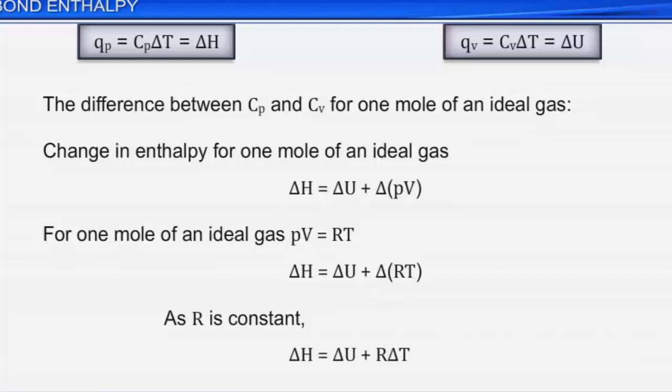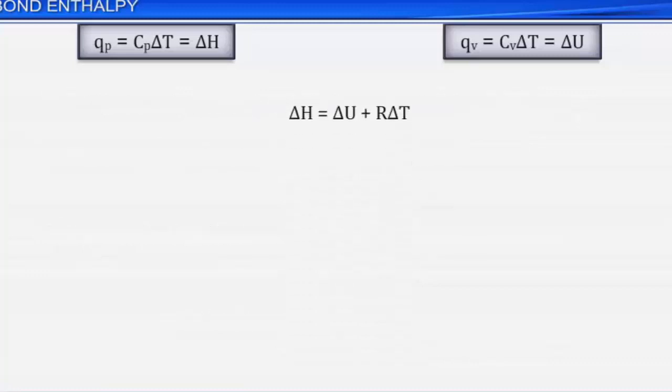On substituting the values of ΔH and ΔU in the equation, we get Cp multiplied by ΔT equals Cv multiplied by ΔT plus RΔT. Since ΔT is equal to 1, we can write the equation as Cp equal to Cv plus R, or Cp minus Cv is equal to R.